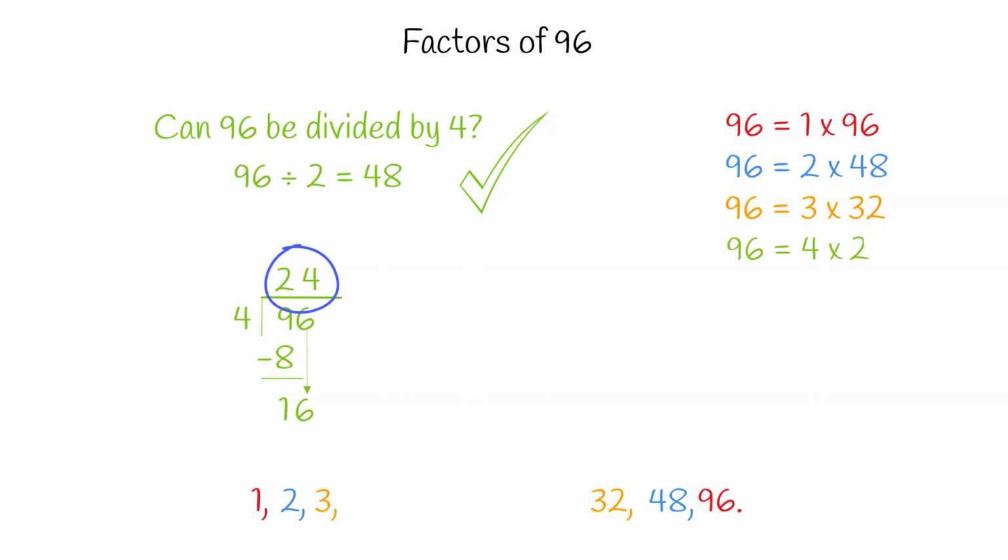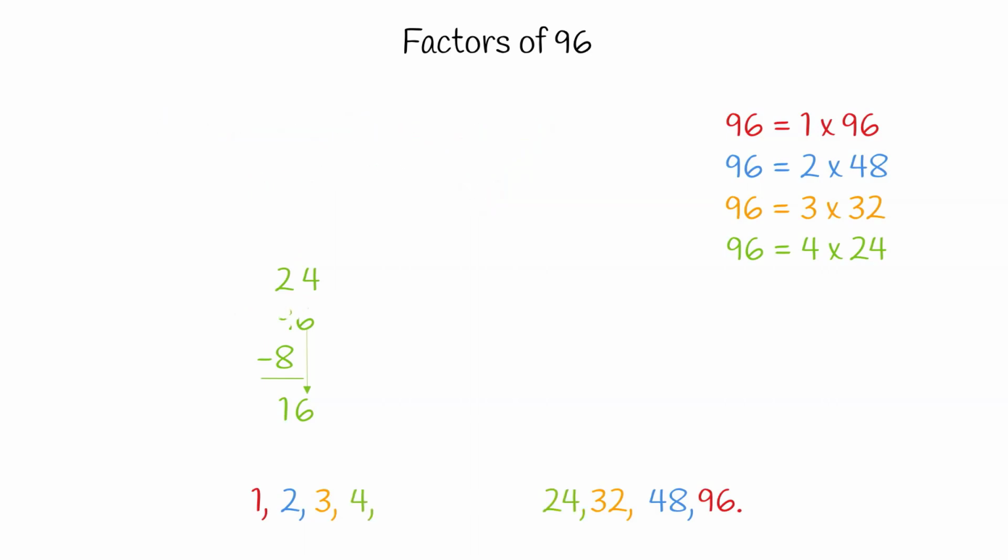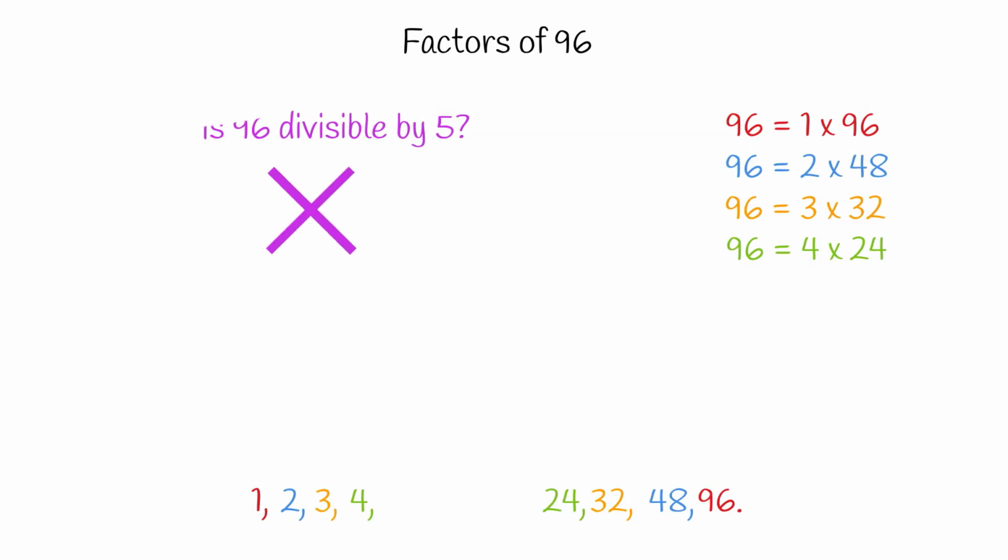Now we'll add our next factor pair of 4 and 24 to the factor list. Next we need to check whether 96 is divisible by 5. You should be able to spot straight away that it's not, because 96 doesn't end in a 5 or 0, so 5 is not a factor of 96.